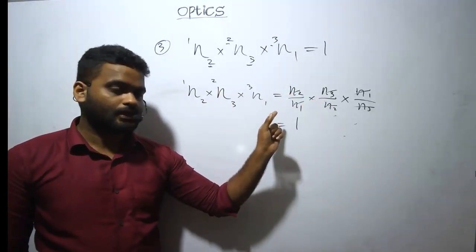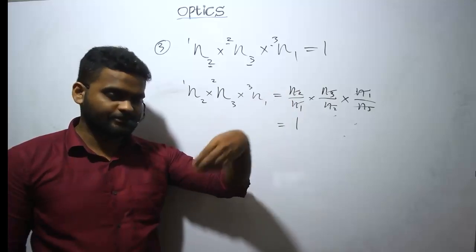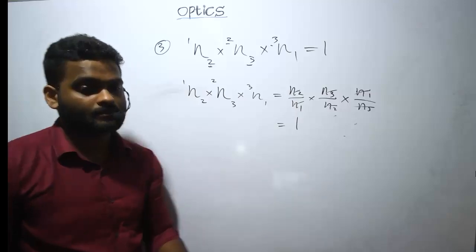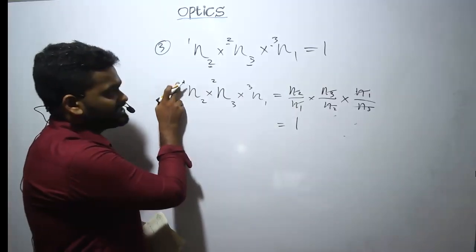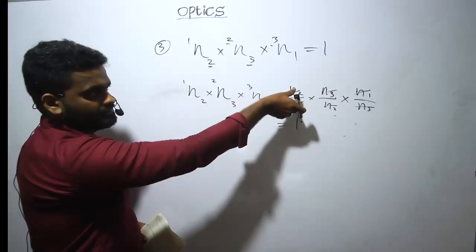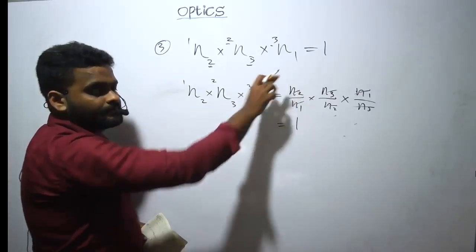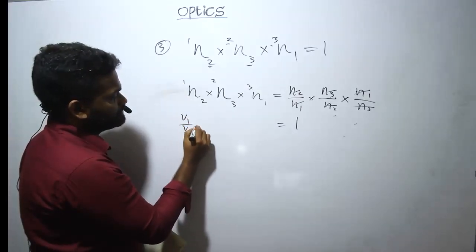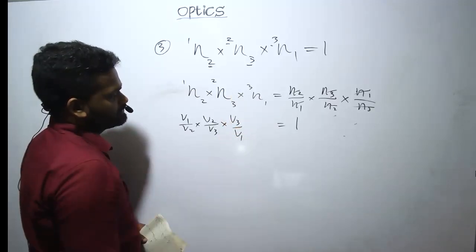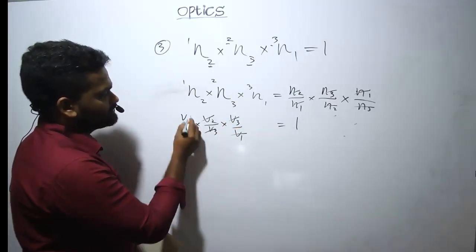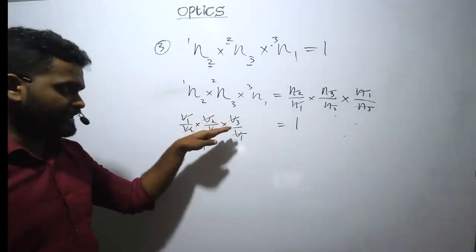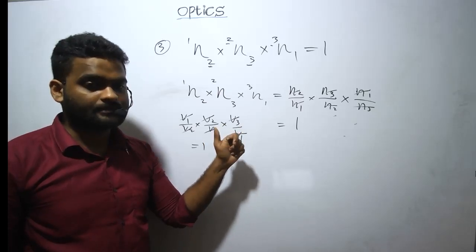Or else, you can use speeds in different mediums and derive the same thing. If you want, I can show you. But speeds go like this: 1, 2, numerator, denominator. For the absolute refractive index, it is the other way. For this one, v1, v2. Here, v2, v3. Here, v3, v1. So you can see these cancel off. For speeds, it is easier. We can write it for speeds.